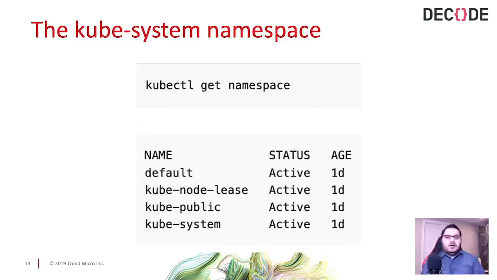When you create a cluster using a tool like kubeadm, which is the most common one, you already have 4 namespaces created for you, right? We mentioned that namespaces are like logical separations between your Kubernetes objects in your cluster. So by default, you have 4 namespaces created for you: the default namespace, kube-node-lease, kube-public, and kube-system.